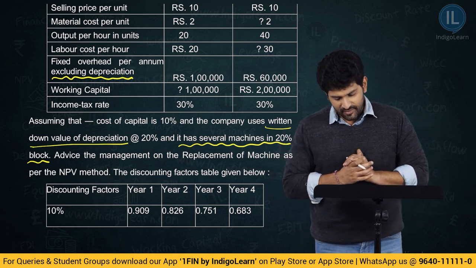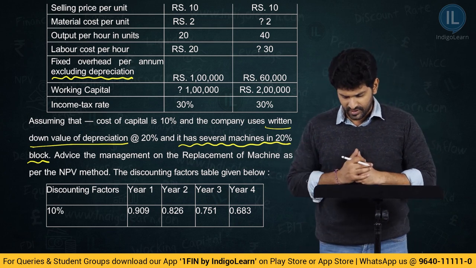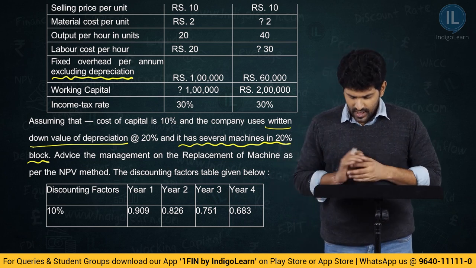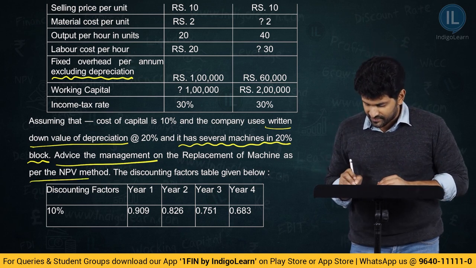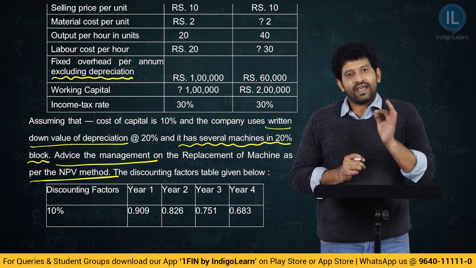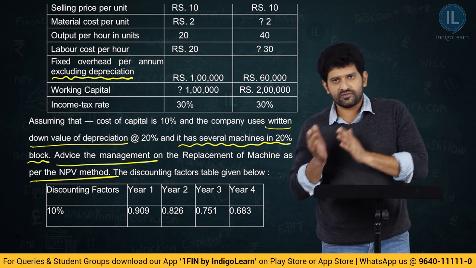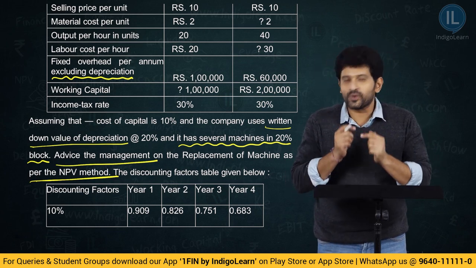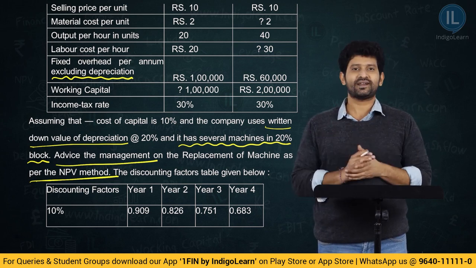Then, advise the management on the replacement of machine as per NPV method. The discounting factors table is given below, 10% for all the 4 years. Great. Now, the question is asking, advise the management. How will you advise? That also he gave us. That is as per NPV method. That is, we will compute the NPV of existing machine and NPV of new machine. If NPV of new machine is more than that of the existing machine, then we will say, yes, the company can go for replacement. In simpler words, can we compute incremental NPV? Absolutely, yes. That will save time.